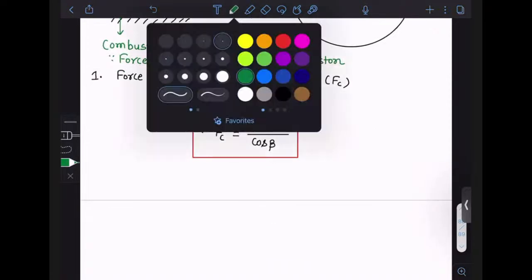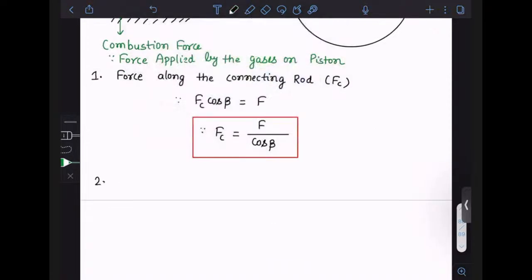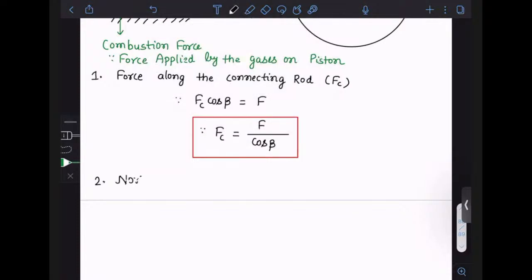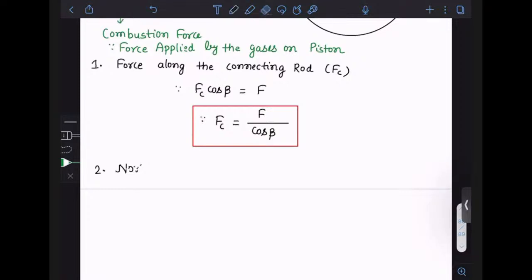Second, normal... very difficult to write, my dear. I don't know. Very difficult to write on this iPad nowadays. I'm facing so much problem.